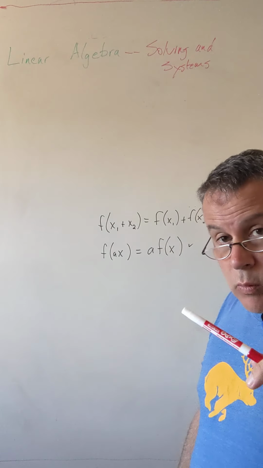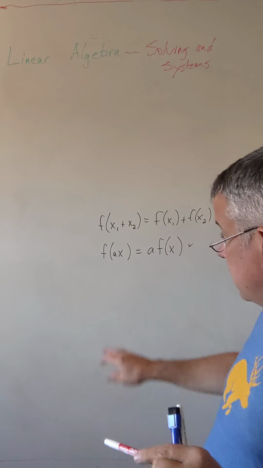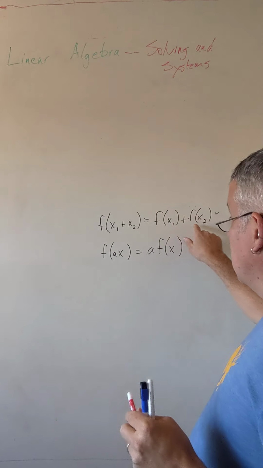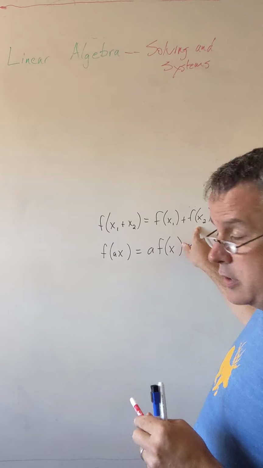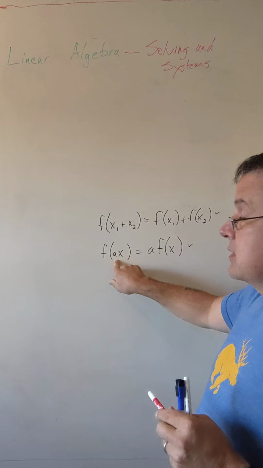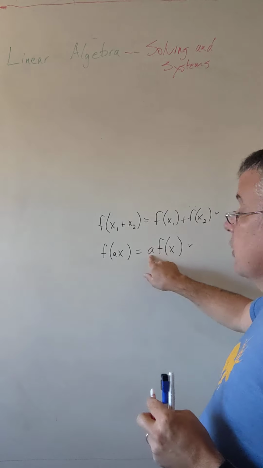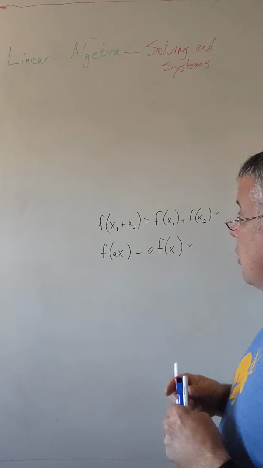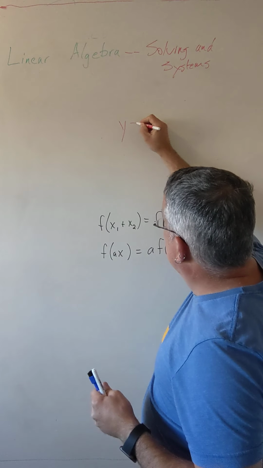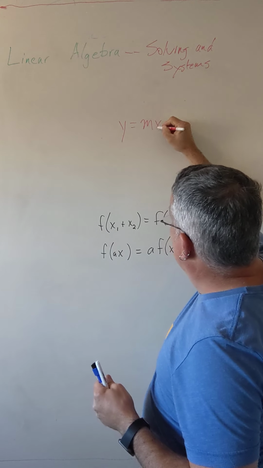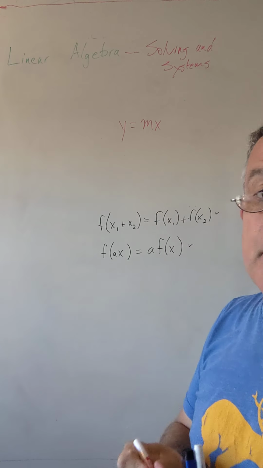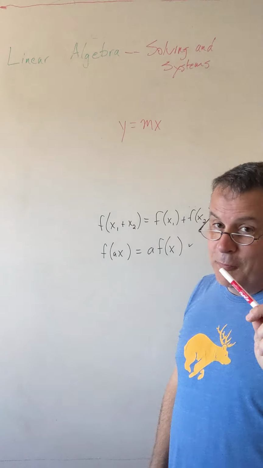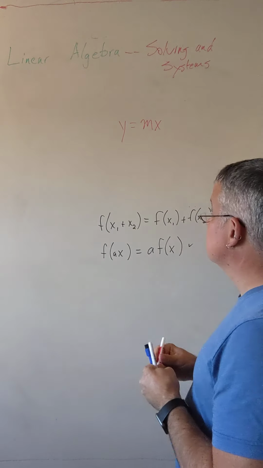Let's remember, what's a linear function? A linear function is one where the sum of the inputs gives the sum of the outputs, or where multiplying the input by a constant equals the constant times the function evaluated at that input. We talked about a simple equation, y equals m times x, as an example of a linear function. This is only a one-dimensional function, so it's pretty easy to solve.